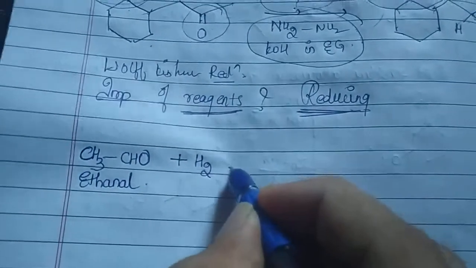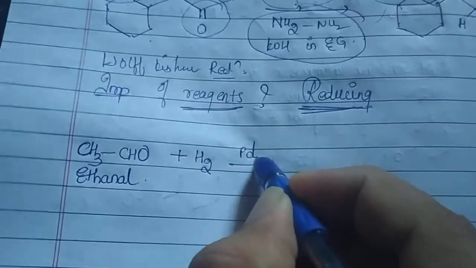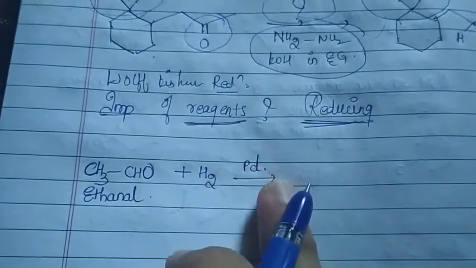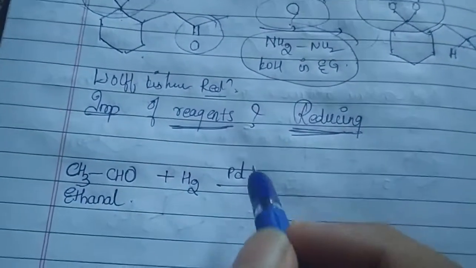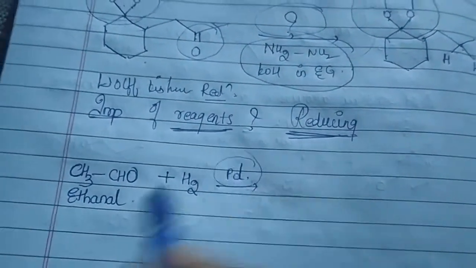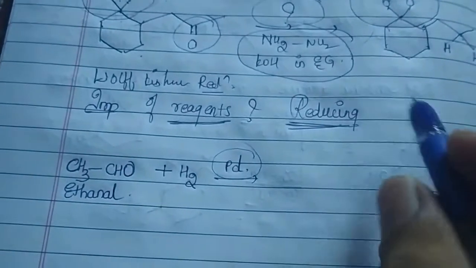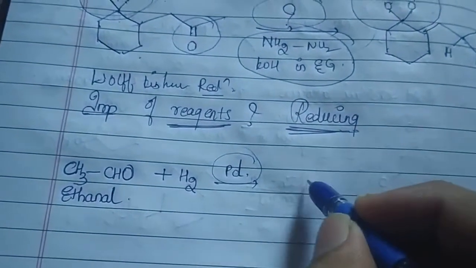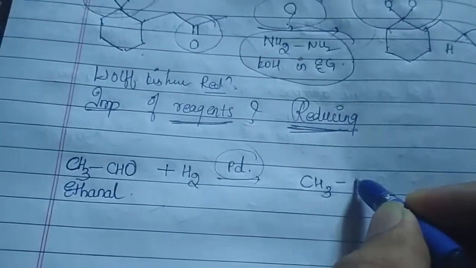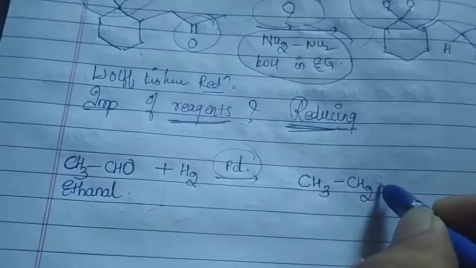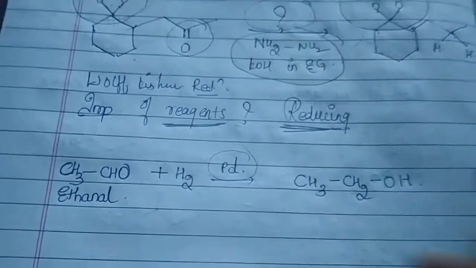So when this ethanal was reduced with hydrogen in the presence of a palladium catalyst, of course we are doing the reduction, but what is the main tendency? We are using a palladium catalyst. Here we could note that aldehydes were giving you what? Primary alcohol, CH3CH2OH.